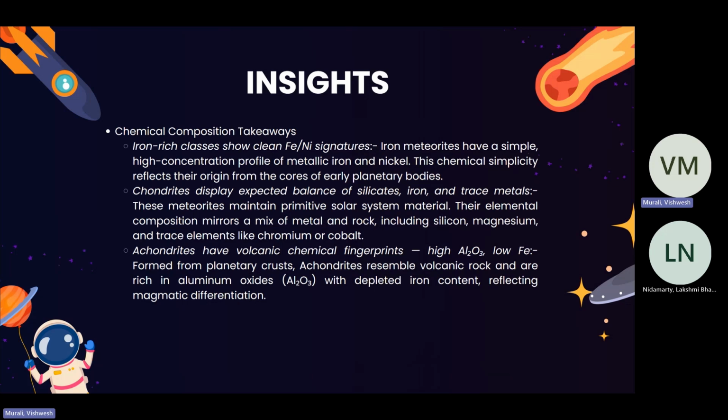From a chemical standpoint, we can see some clear patterns. Iron-rich meteorites showed clean iron or nickel signatures, reflecting their origin from planetary cores, and chondrites had a balanced mix of silicates, metals, and trace elements, matching primitive solar system material. And achondrites displayed volcanic fingerprints, high aluminum oxide and low iron, indicating formation from crustal magmatic processes.